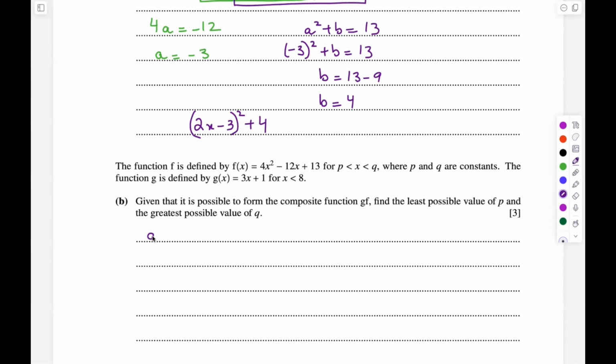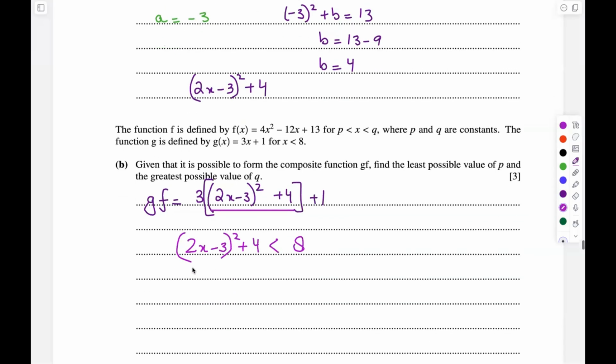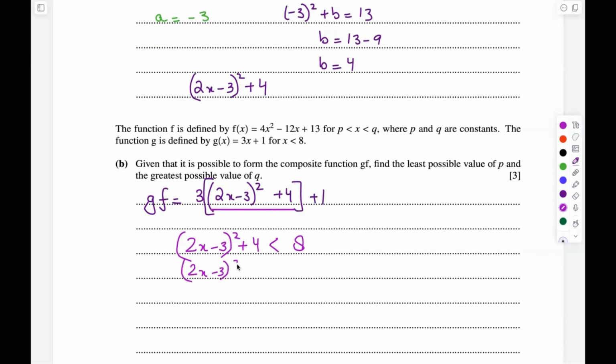Now, the composite function gf basically means that in the function g, which is 3x plus 1, the x will be replaced with f of x. So this will be 3 into (2x minus 3) whole squared plus 4, plus 1. Now, as the function f is taking the place of x in the function g, and we know that the domain or the value of x for g is less than 8, we can write this as less than 8. So (2x minus 3) whole squared plus 4 has to be less than 8. Simplifying this, we get (2x minus 3) whole squared less than 4.